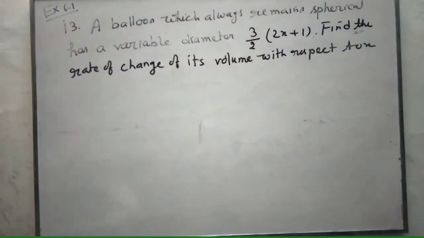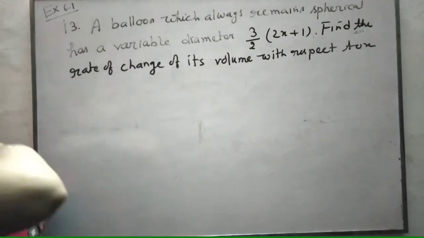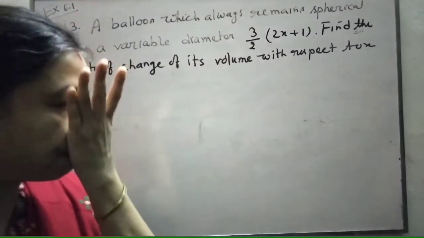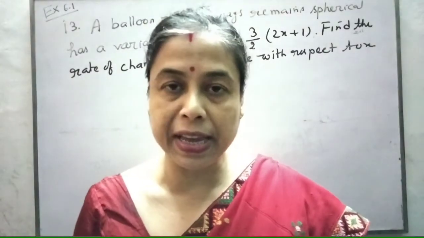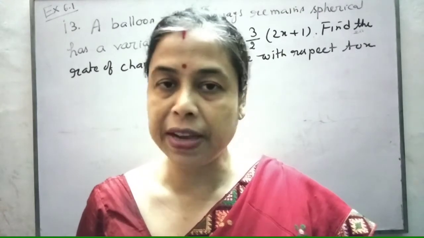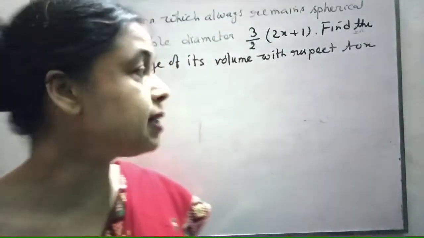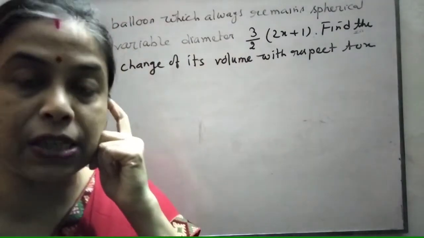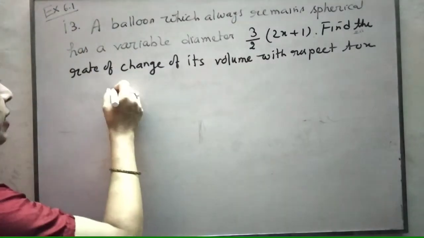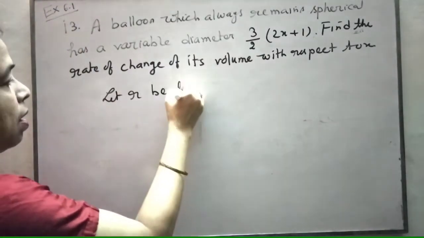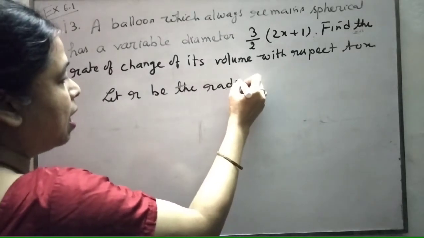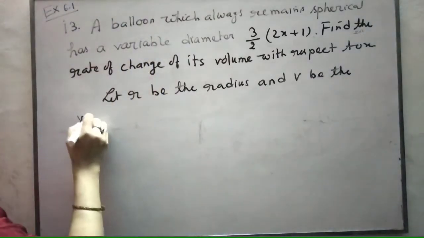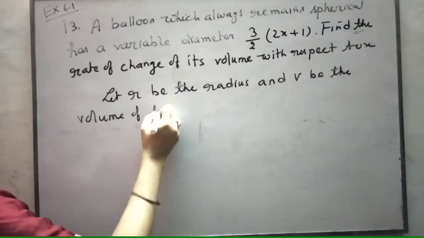So you see, in the question the diameter is given as 3 by 2 times (2x plus 1). If the diameter is given, you know the radius is half of the diameter, so we can find the radius. What is asked? The rate of change of volume with respect to x. So let us consider again, as earlier, let r be the radius and V be the volume of the balloon.